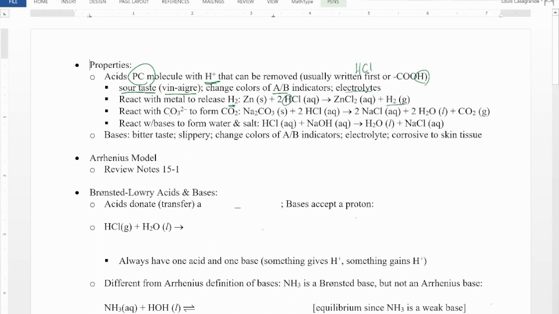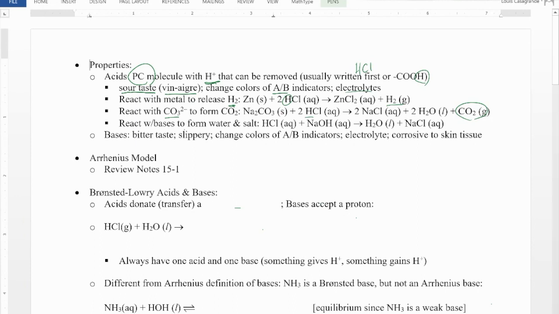They do react with carbonate ion, and hydrogen carbonate, and they form carbon dioxide. So sodium carbonate reacts with HCl, and we're going to get some carbon dioxide gas coming out of here. If we have sodium bicarbonate, HCO3, which used to be called bicarbonate, then we have the classic vinegar and baking soda volcano that you may have made at some point in the past.